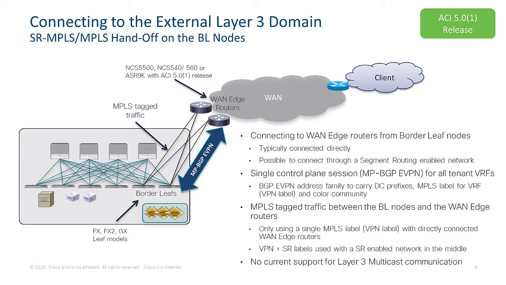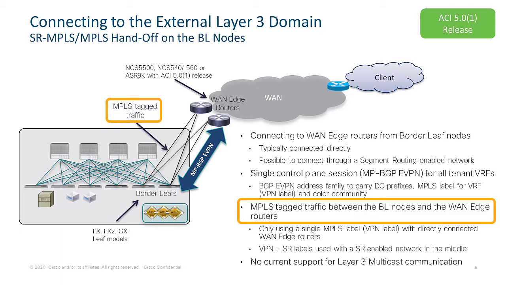The main difference between the previous approach and this one is that a single control plane session leveraging MP-BGP EVPN is used here to exchange reachability information for the prefixes of all the tenant VRFs. This BGP EVPN peering adjacency allows carrying prefixes for the subnets deployed inside the data center and also the MPLS label used to identify the specific VRF the traffic belongs to. This is because from a data plane perspective, all the traffic that is sent out of the border leaf has at least one MPLS tag.